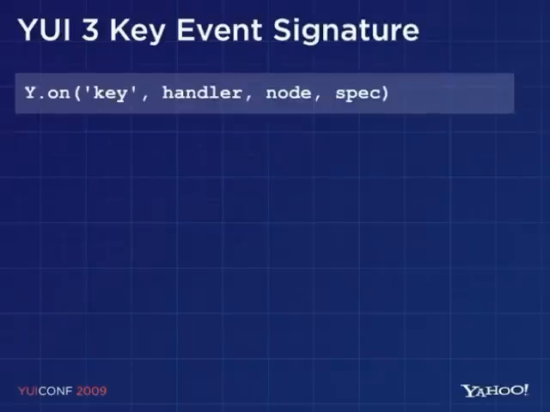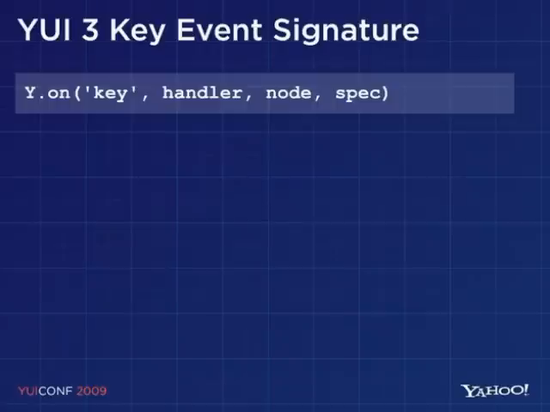YUI3 provides a single interface for all key events through a custom event called key. And if you want to take advantage of that, if you want to listen for those key-related events, you can do so via Y.on. Pass key as the type of event you want to listen for, followed by your event handler, and then the element that you want to listen for that event on, or the node instance. And then finally, you'll provide a string that represents both the event type that you want to listen for, followed by any additional key codes you want to listen for, and any modifier keys. So let's drill into that specification a little bit further and talk about that in greater detail.